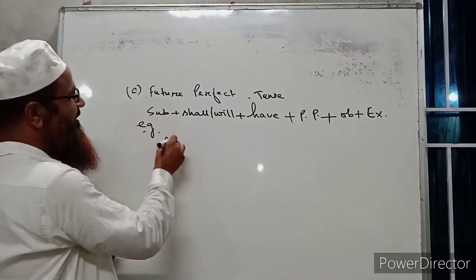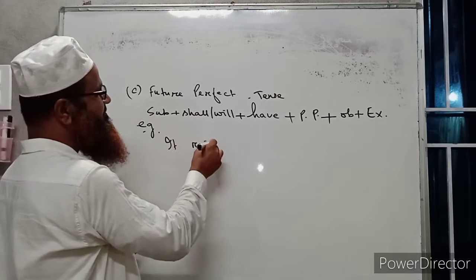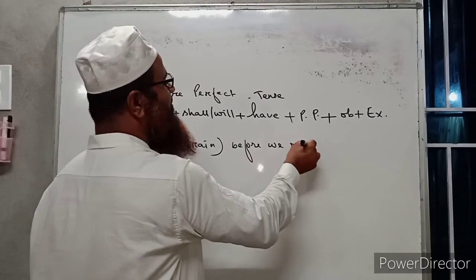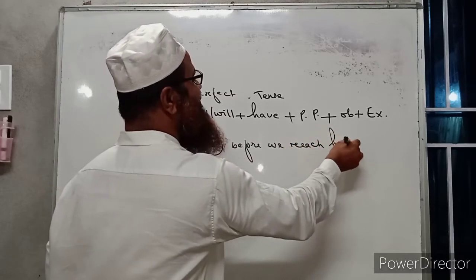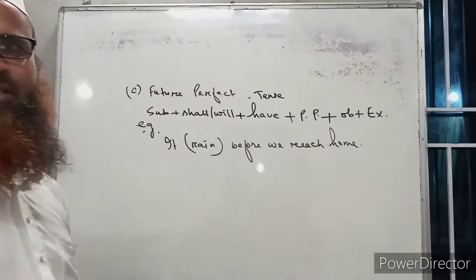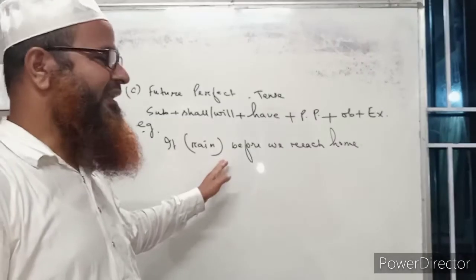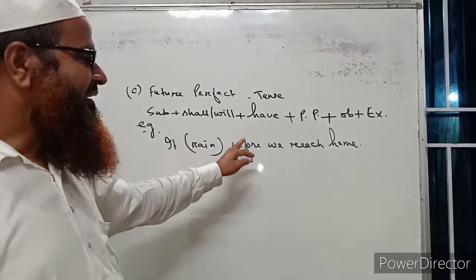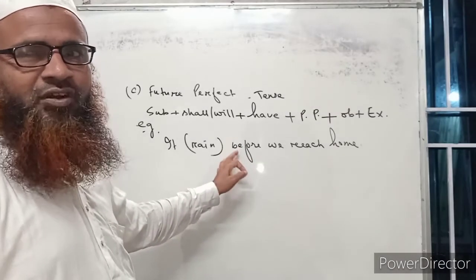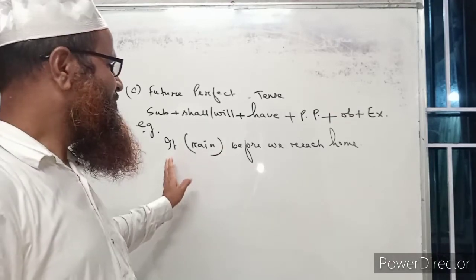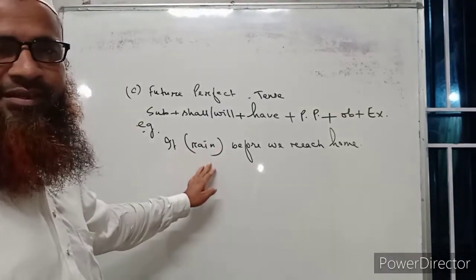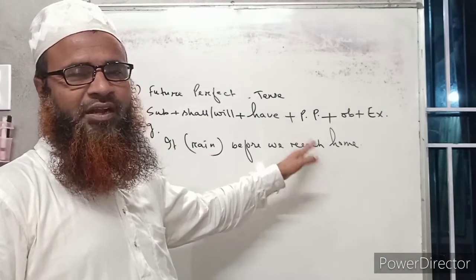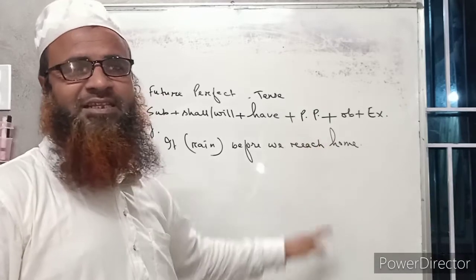It will have rained before we reach home. Sometimes our students get puzzled to use this tense, because here they only see that there is before present in this sentence, and so we have to write this part in past perfect tense, but they don't see this part because this part is already in present indefinite tense, not in past indefinite.